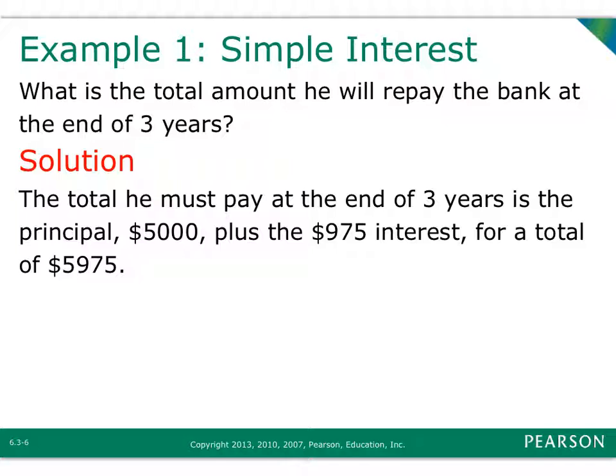So now we ask the question, what is the total amount he will repay the bank at the end of 3 years? Well, the total he must pay at the end of 3 years is the principal he originally borrowed, $5,000, plus the $975 of interest. And for the total, he ends up with $5,975. So if we were to express this in a formula, the final amount A that he has to pay is equal to the principal plus the interest involved.